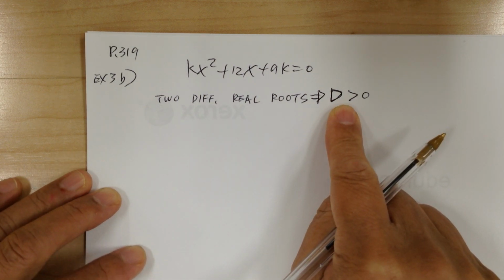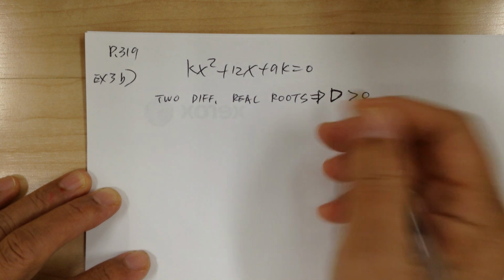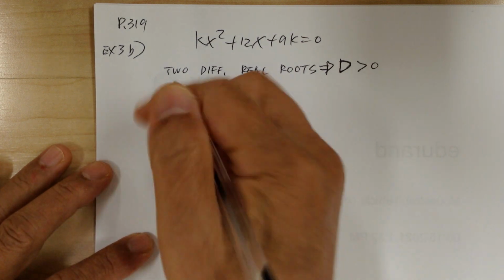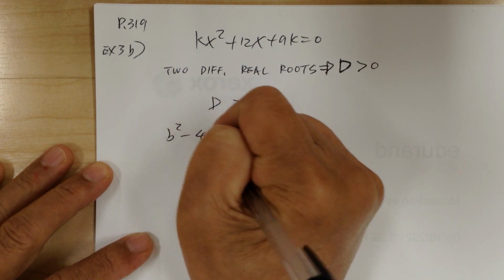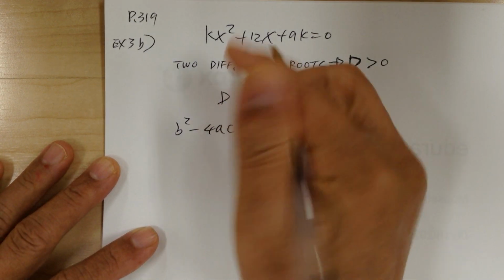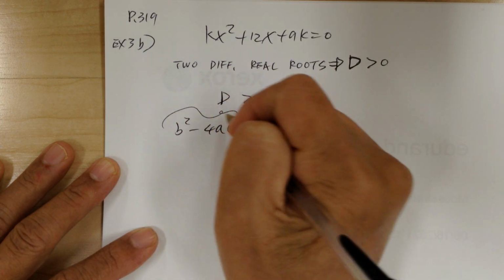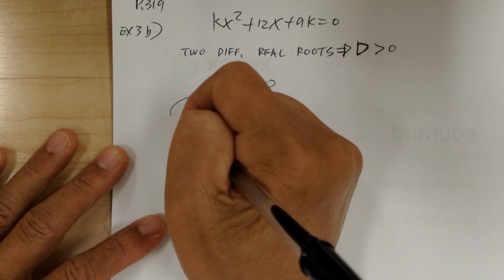Okay, so again, you start with this formula. You've got D greater than 0, and D is b squared minus 4ac. So that's what you're looking for, right? So again, you substitute for D. This is your D.